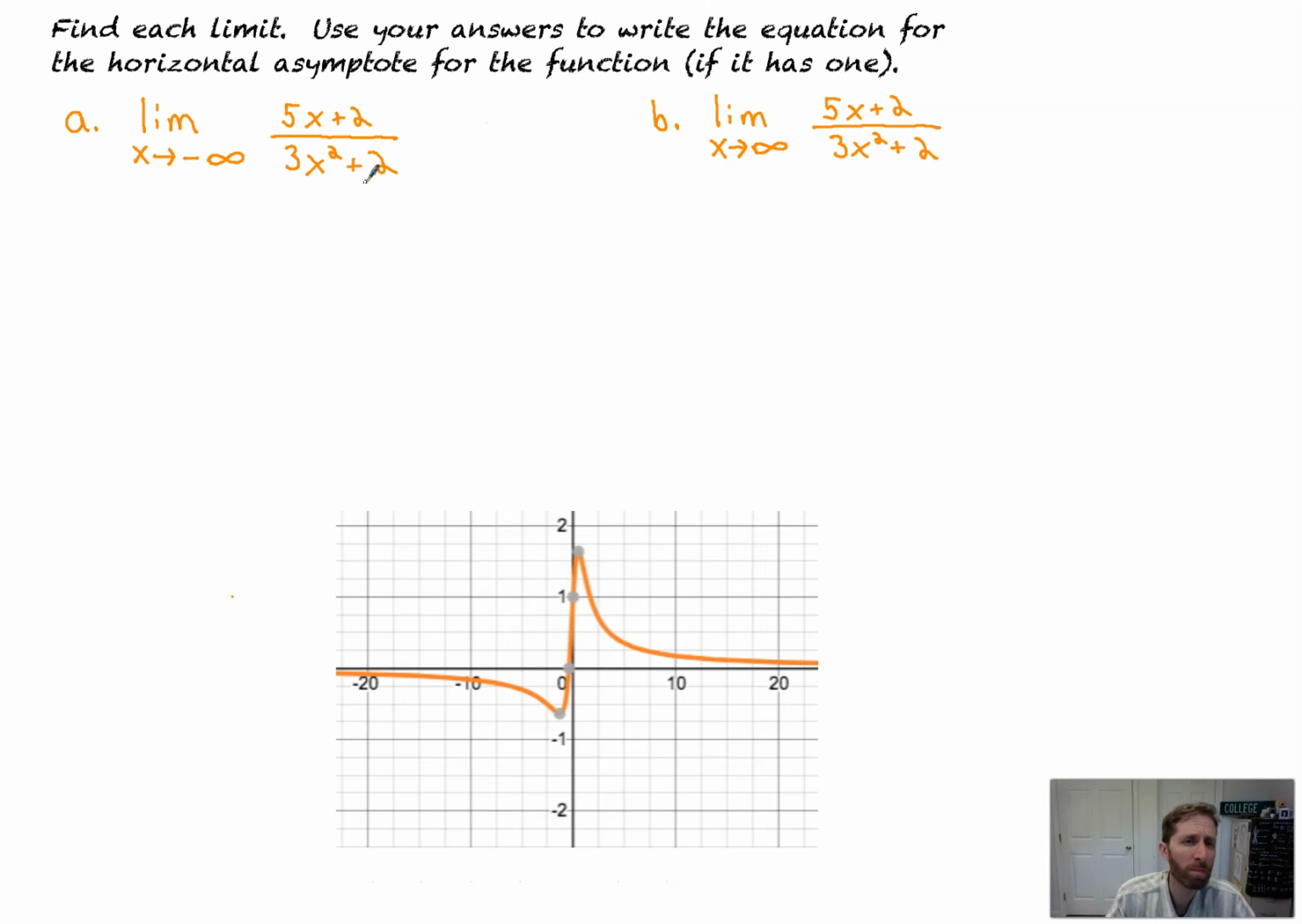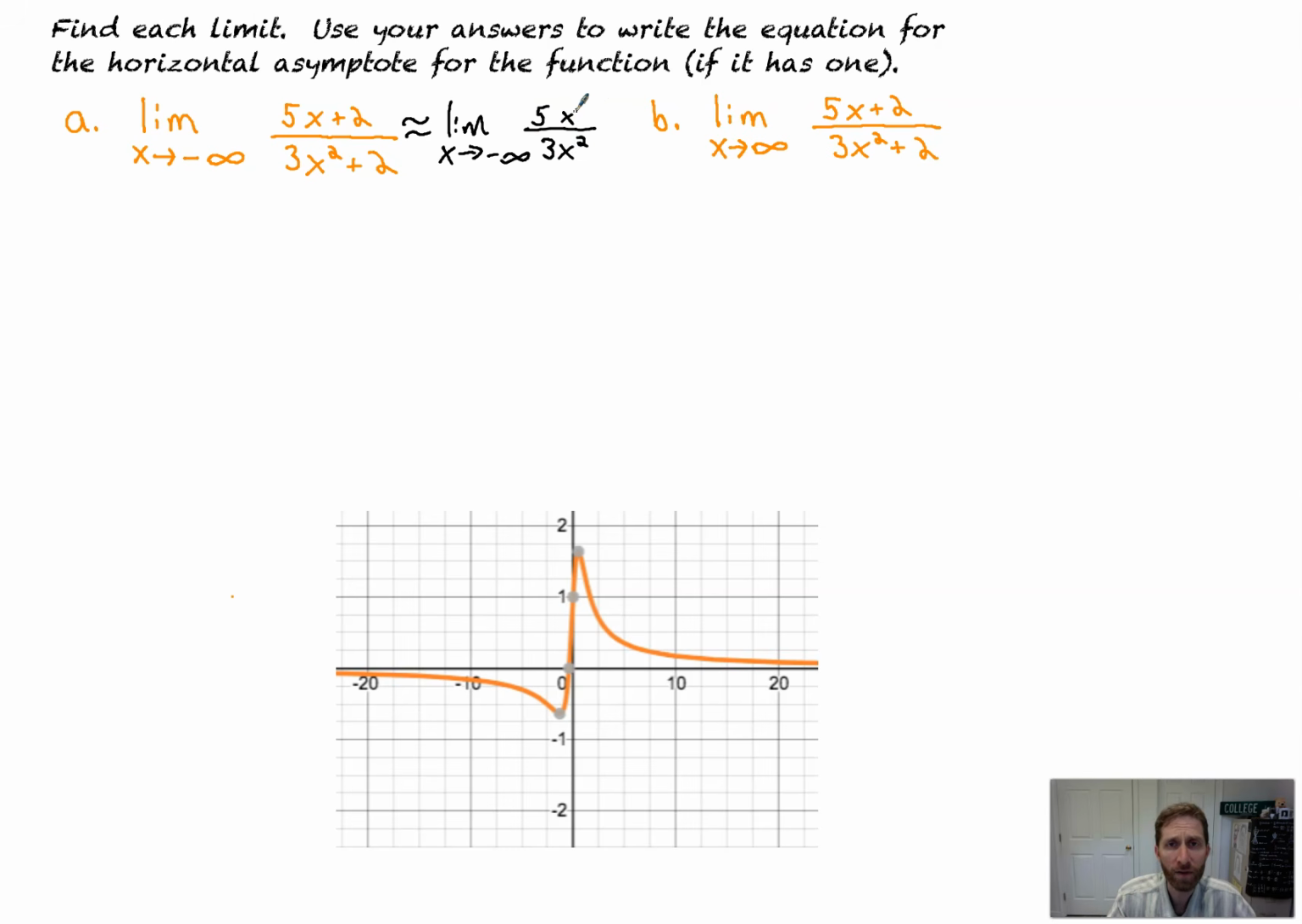So these are a little more beefy. We've got squared and we've got an x value. Again, though, I'm going to use the same logic I did last time, which is as we go to negative infinity, adding 2 to 5 times negative infinity doesn't make much of a difference. So you might as well be taking the limit as x goes to negative infinity of 5x over, and adding 2 to 3 times huge squared doesn't matter. So the leading terms take over. This logic, again, only works as x gets massive.